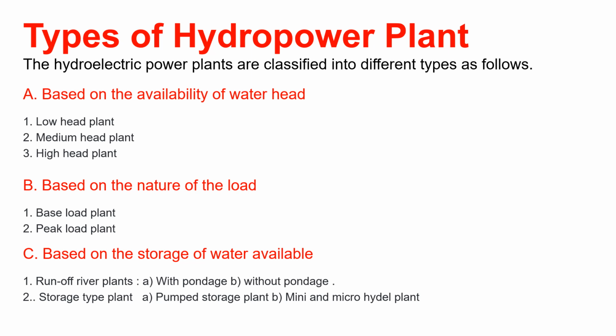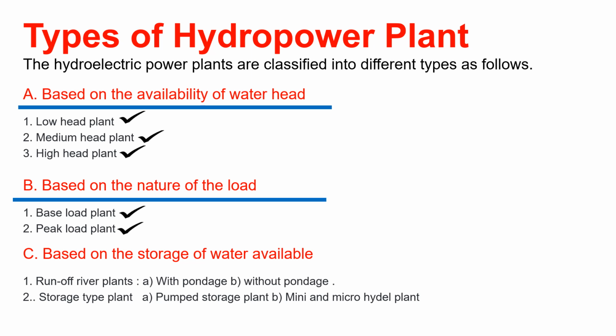Hydroelectric power plants are classified into different types. There are different criteria used for the classification of hydropower plants. Based on availability of the water head, there are three types of hydropower plant: the first one is low head plant, the second one is medium head plant, and the third one is high head plant. Based on nature of load, there are two types: the first one is base load plant, the second one is peak load plant. Based on storage of water available, there are two types: the first one is runoff river power plant and the second one is storage type of power plant.